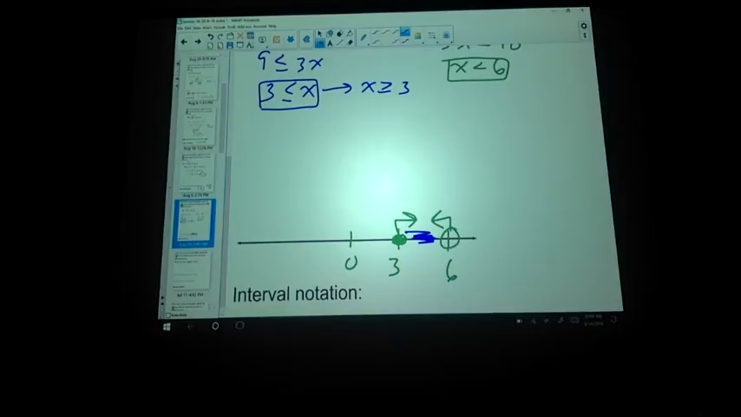So interval notation reads left to right. So what is my first number we're going to put? 3. Is it square or rounded bracket? Square. Why is that? Because you can reach it. I'm touching it. So I have from 3, and I'm going all the way up to what? 6. Is 6 going to be a square bracket? Round. Why not? Because it's open. It's not equal to. So I'm going to use a rounded bracket. And that's my interval notation for this one.